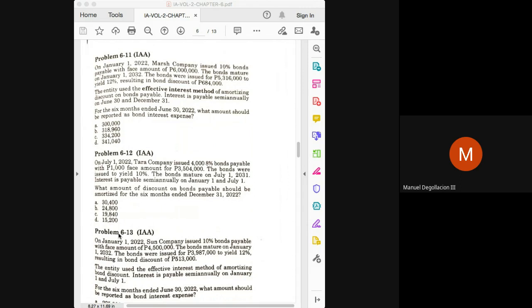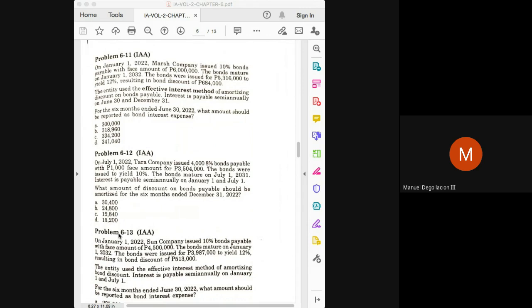We will get a difference of 15,200. Okay, so first question, how much is the interest expense? 175,200. Second question, how much is the amortization of the discount? It would be 15,200. Third question, how much is the unamortized discount after 6 months? Again, simply deduct the amortization. How much was the amortization? 15,200. How much was the initial balance of the discount?